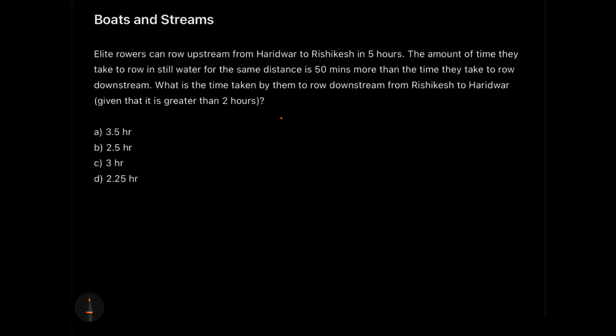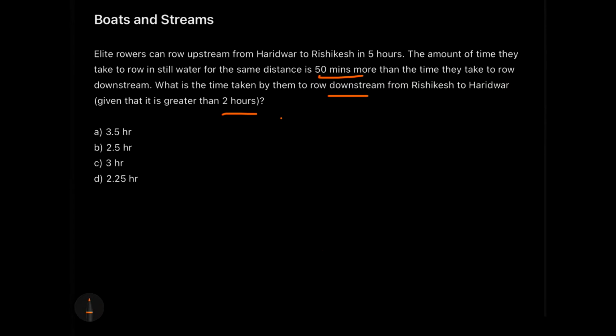If we travel in still water, then the time taken will be 50 minutes more than the time taken downstream. Let us first understand this, take out the data from here, and then find out what the question is demanding. The question wants to know the time taken to row downstream from Rishikesh to Haridwar, and this time should be greater than 2 hours. I'll tell you where this comes into existence when I come towards the end of the solution.